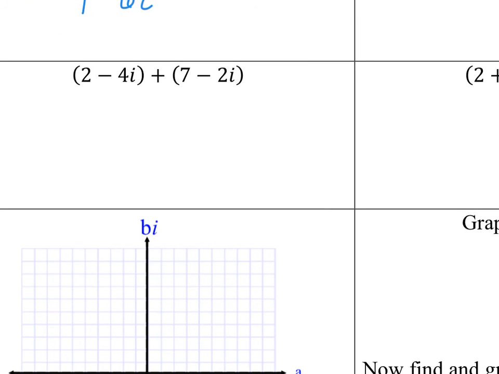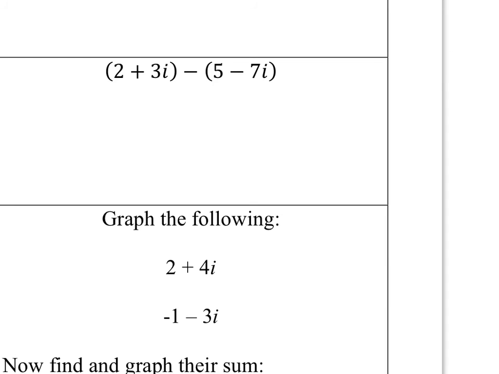Okay, try these guys on your own if you haven't done it already, and just check your answers with me. So here the answer should be 9 minus 6i. This one is subtracting. Remember, negative 5 plus 7i. So it's negative 3 plus 10i.